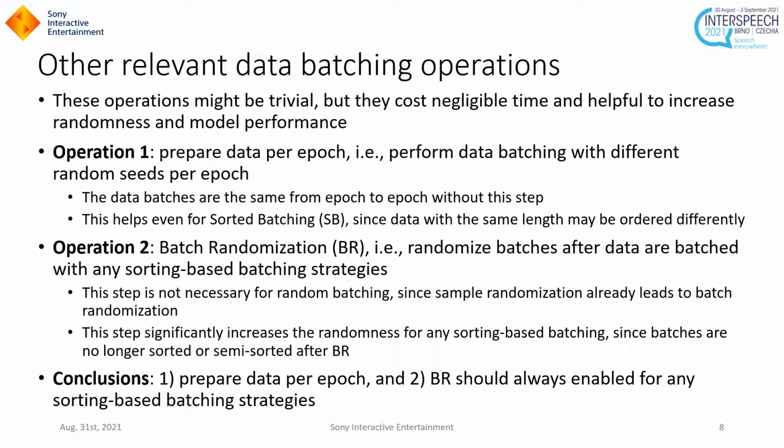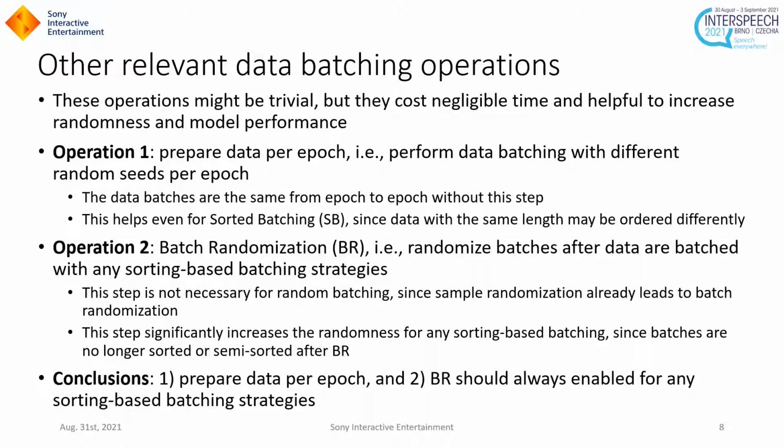There are two other operations related to batching, which seem trivial, but they cost no time and are helpful to increase the randomness and hence the model performance. The first operation is doing data preparation per epoch, which means performing data batching with different random seeds per epoch. The data batches are the same from epoch to epoch without this step, which eliminates the randomness between different epochs.